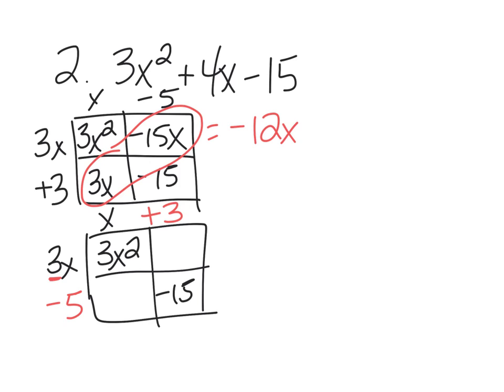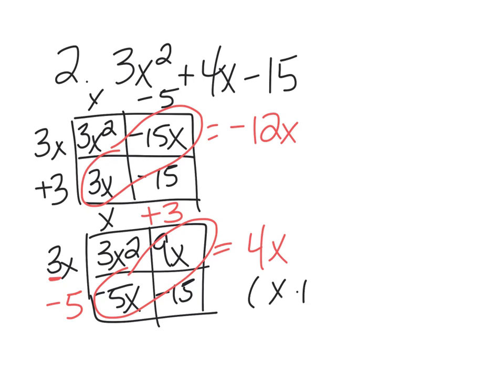All right, so 3x times 3 is 9x. Negative 5 times x is negative 5x. Oh, there we go, that's going to work, because these will give me 4x. Okay, so sometimes you have to do a couple of tries until you get the right factors in the right order. All right, so x plus 3 times 3x minus 5.